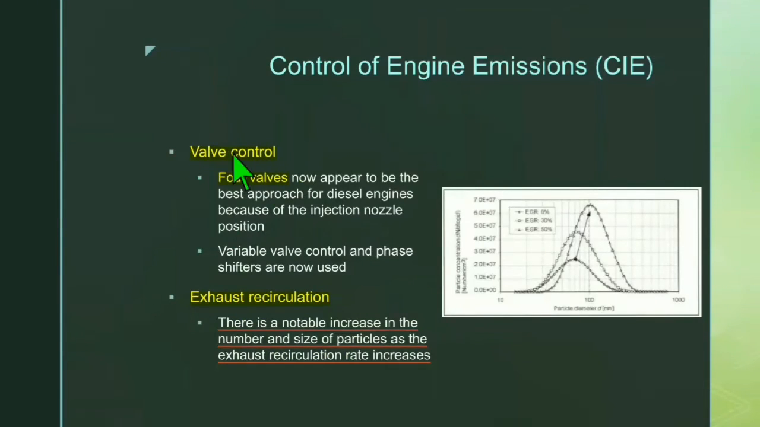Valve control. 4 valves now appear to be the best approach for diesel engines because of the injection nozzle position. Variable valve control and phase shifters are now used. Exhaust recirculation. There is a notable increase in the number and size of particles as the exhaust recirculation rate increases.